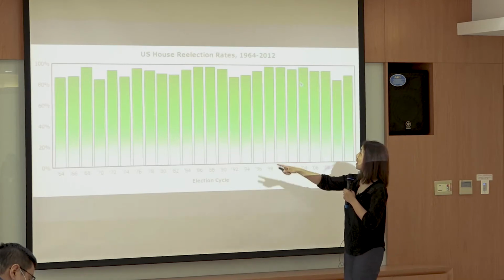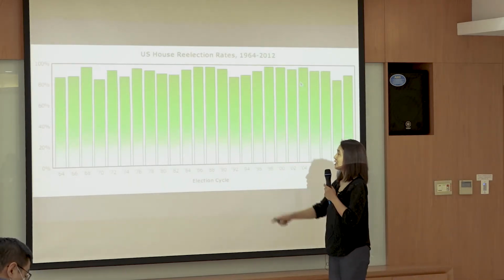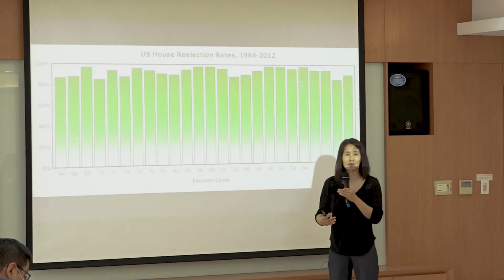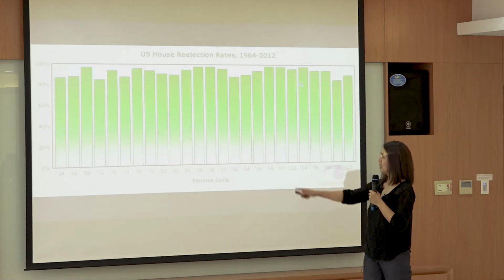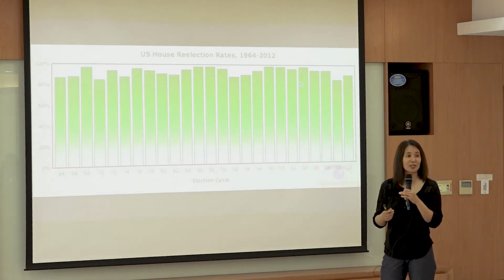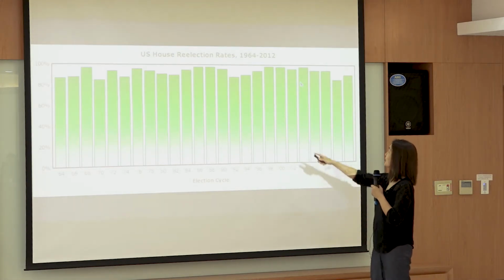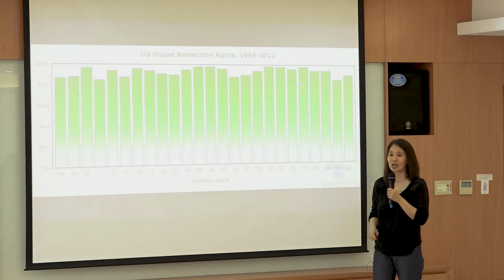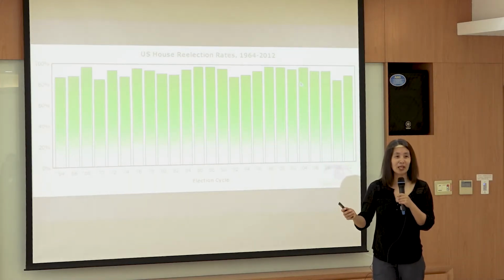This is a picture of House reelection rates in the United States over about 40 years. As you can see, there are 435 members of Congress in the United States. Every 2 years, all 435 members of Congress are up for re-election. All 435, every 2 years. And as you can see, we re-elect them at these extremely high rates. The average is in the mid-90s, so almost all of them are re-elected all the time.